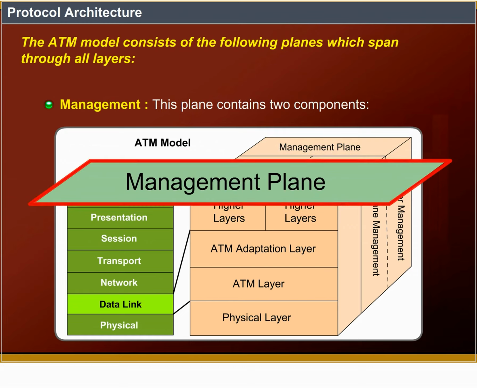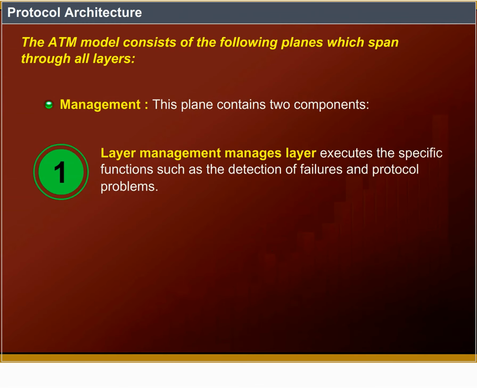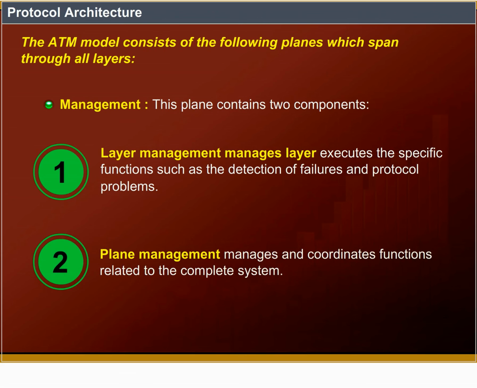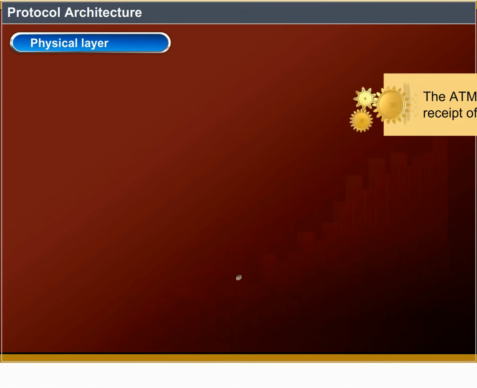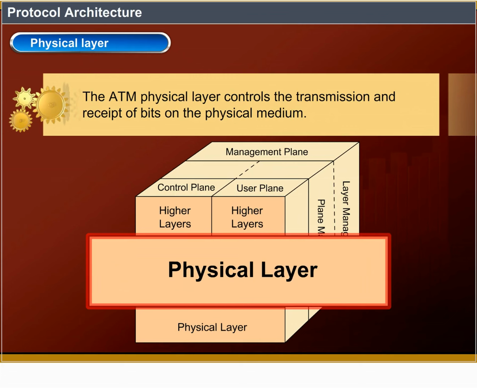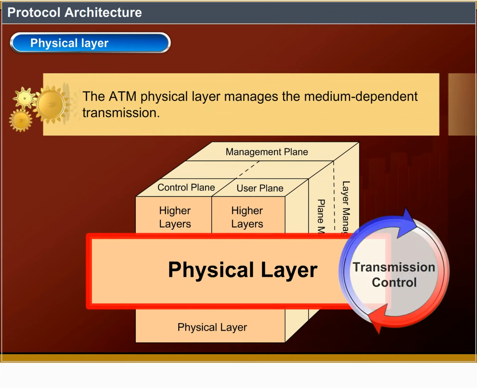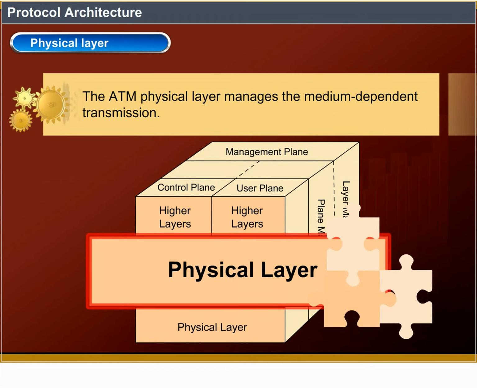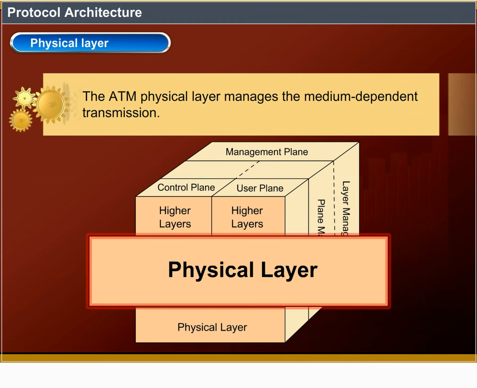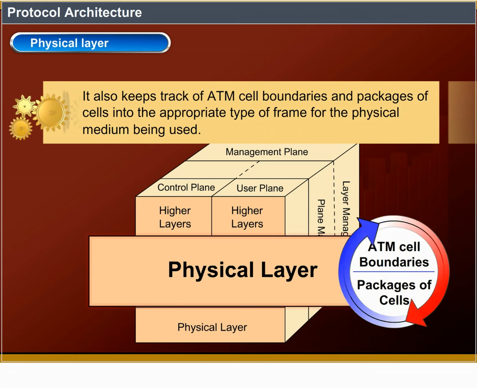Functions of the ATM physical layer. Cells are converted into a bit stream. The transmission and receipt of bits on the physical medium are controlled. ATM cell boundaries are tracked. Cells are packaged into the appropriate types of frames for the physical medium. The ATM physical layer is divided into two parts: the physical medium dependent (PMD) sublayer and the transmission convergence (TC) sublayer.